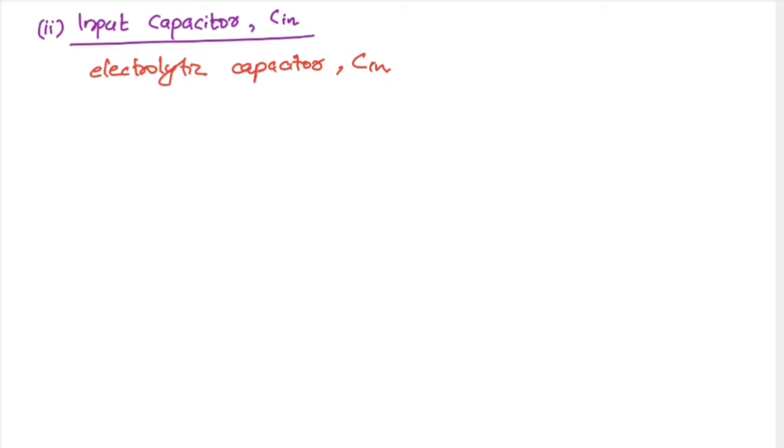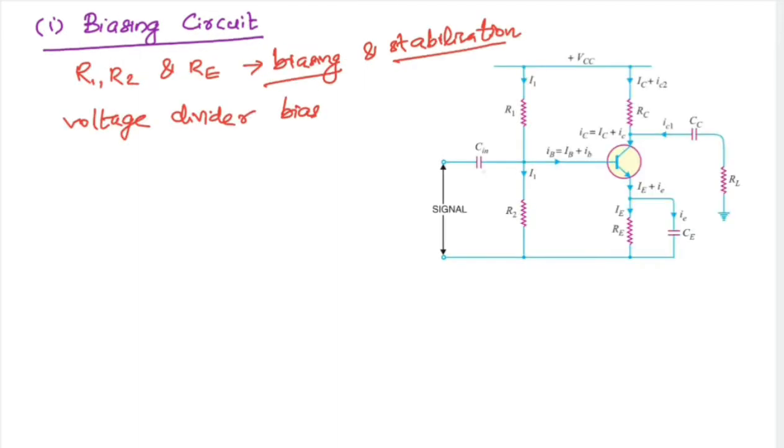So the electrolytic capacitor is used to couple the input signal to the base of the transistor. Here Cin is the input capacitor, and the input signal is coupled to the base using this input capacitor Cin. Now what will happen if we are not using this capacitor? If the input capacitor is not used, then the signal source resistance will come across R2, and what will happen?